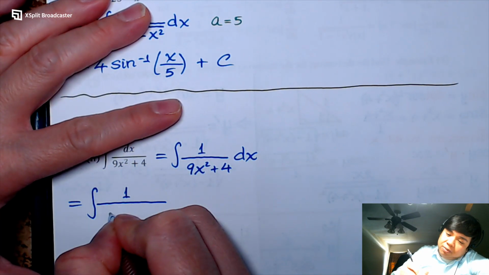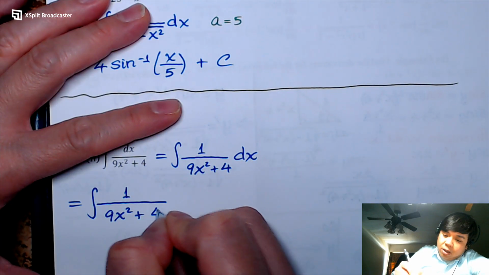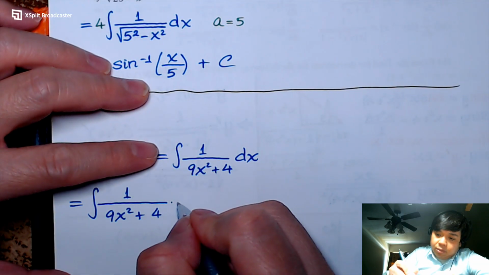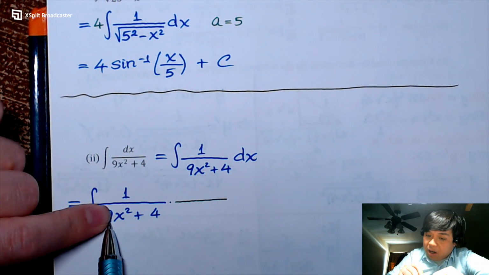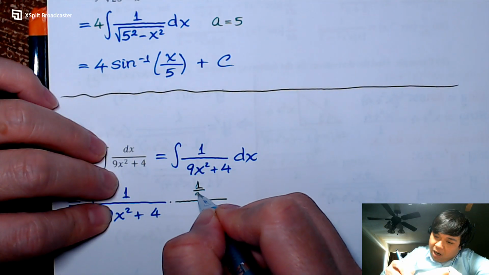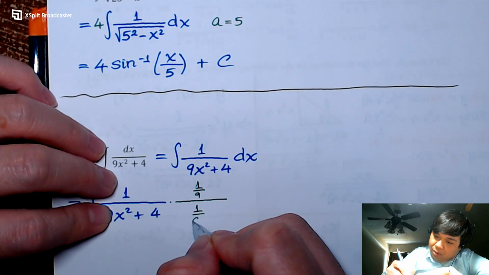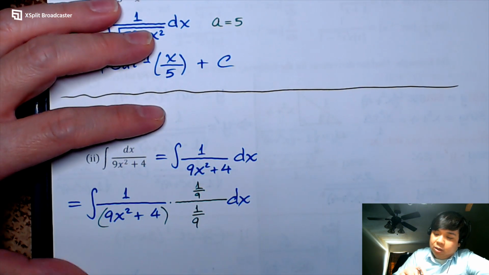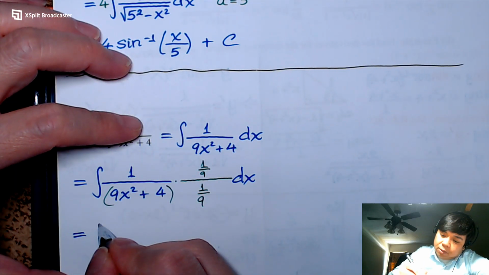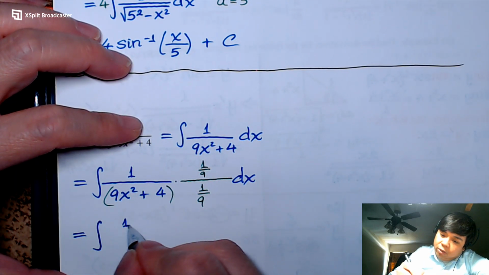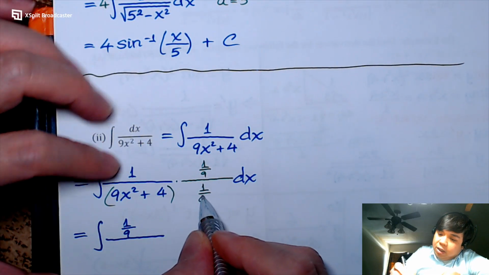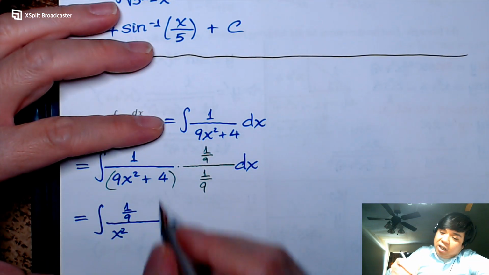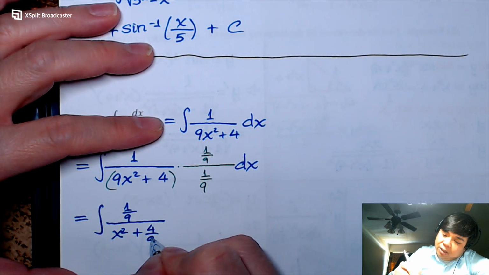To get rid of that 9, we just have to divide by, I'm sorry, divide by 9. 1 over 9 on the top, 1 over 9 at the bottom. Now just multiply. That gives us 1 over 9 on the top. The bottom, 1 over 9 times this gives us x squared. So that's exactly what we need. The x squared plus, and then 4 over 9 dx.